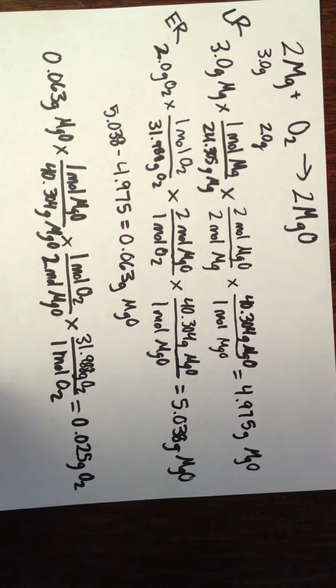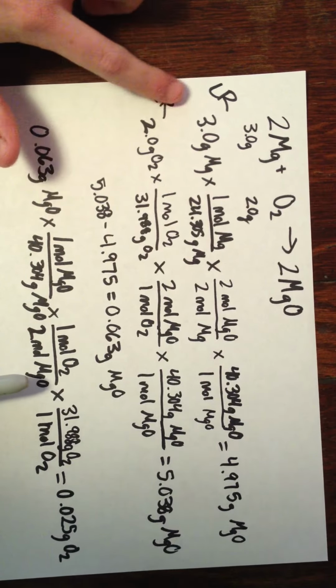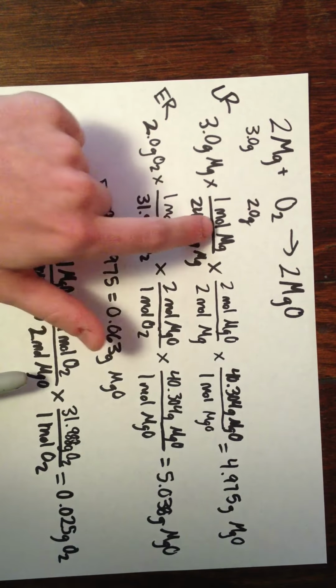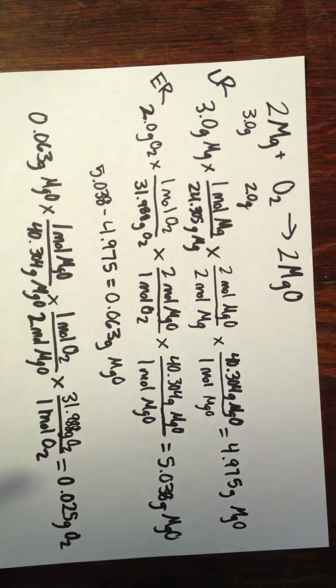So that is excess and limiting reactants. It's pretty simple stuff. You just have to make sure you do both the excess and limiting reactants so that you know which one is which. Because if you only do one, you're not sure if that's the excess or limiting.